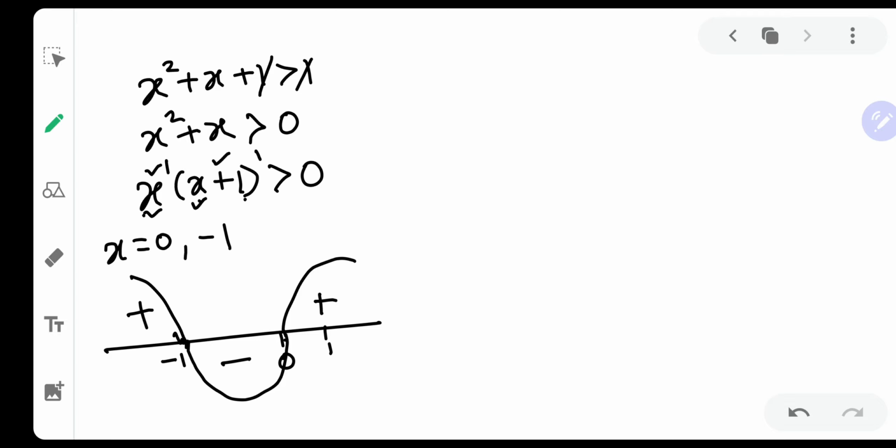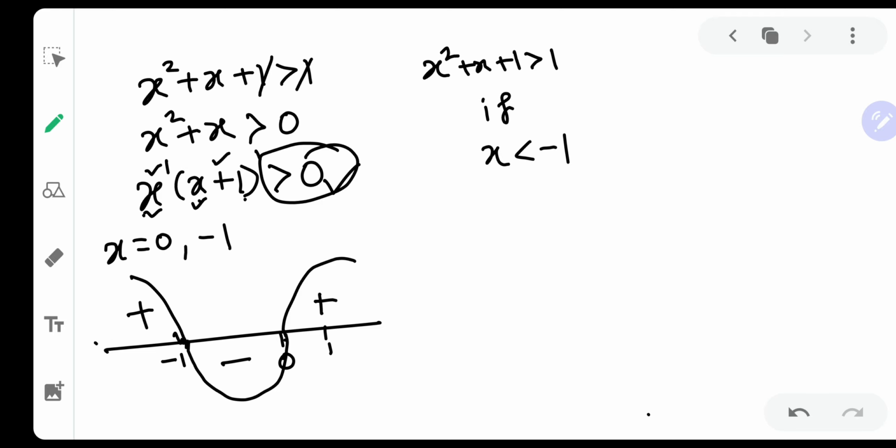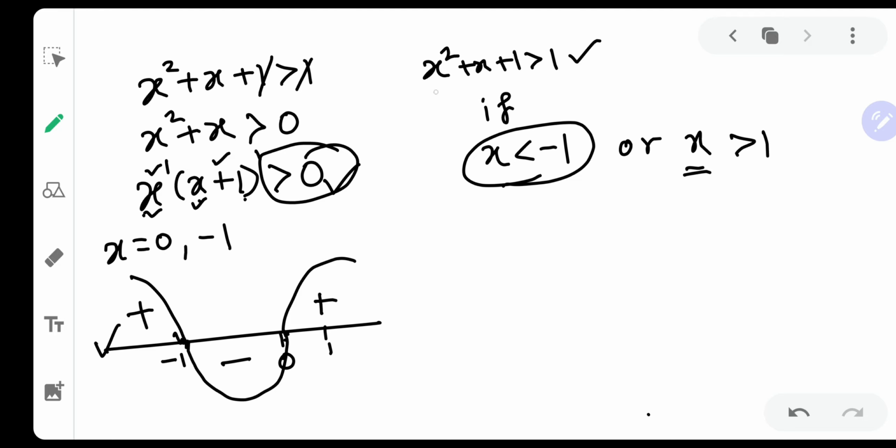Okay, so what does it tell? That x square plus x plus 1 will be greater than 1 if the condition is greater than 0, which is x into x plus 1 greater than 0. So x has to be less than minus 1, or x is greater than 0. Whenever the value of x is lesser than minus 1, the value of x square plus x plus 1 is greater than 1. And whenever the value of x is greater than 0, the value of x square plus x plus 1 is greater than 1. Very nice.